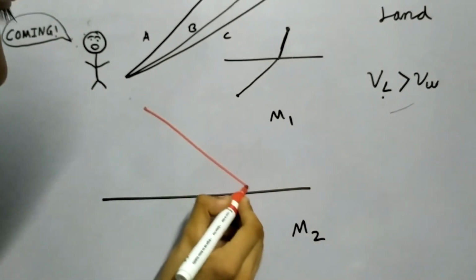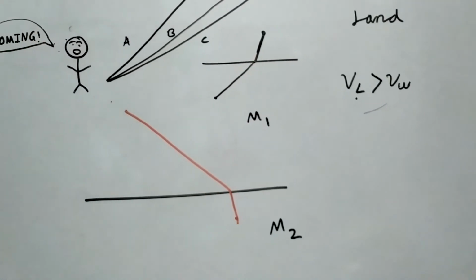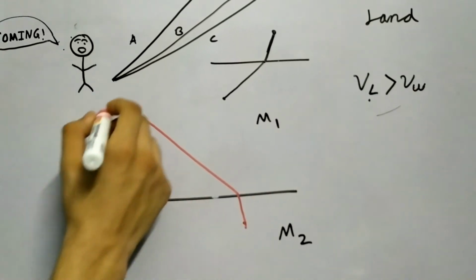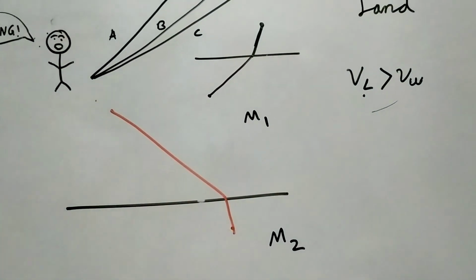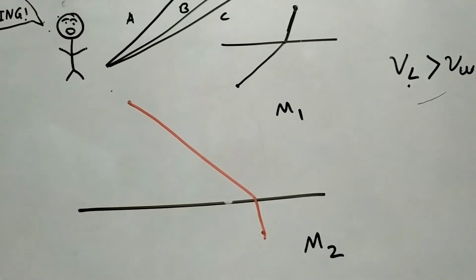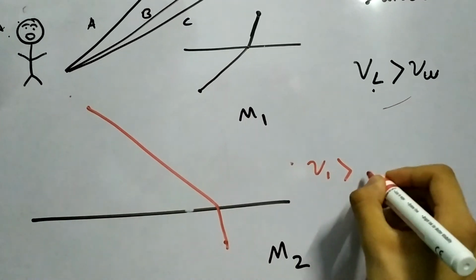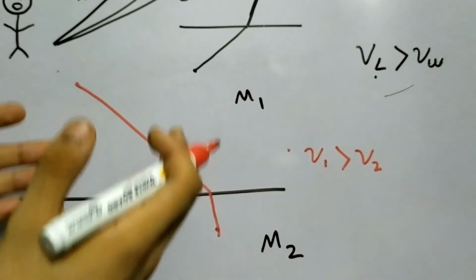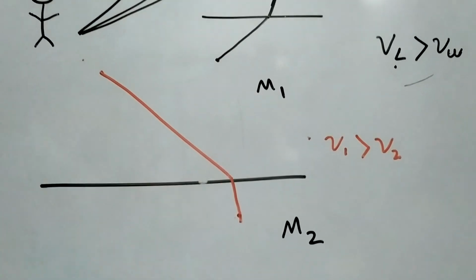So it must trace something similar to path B. It might go something like there and then here. Now this is what light does. That's what you can conclude, because if light travels faster in medium 1 than in medium 2, it must stay in medium 1 for a longer interval of time than it stays in medium 2.